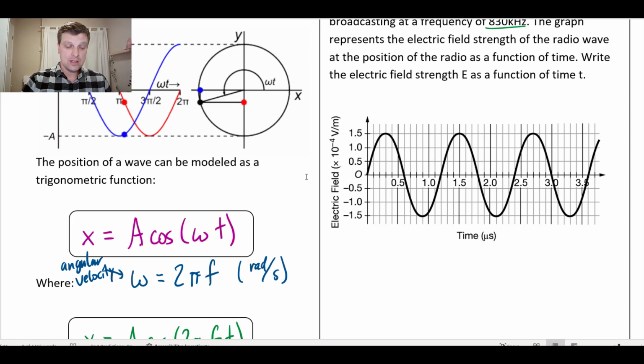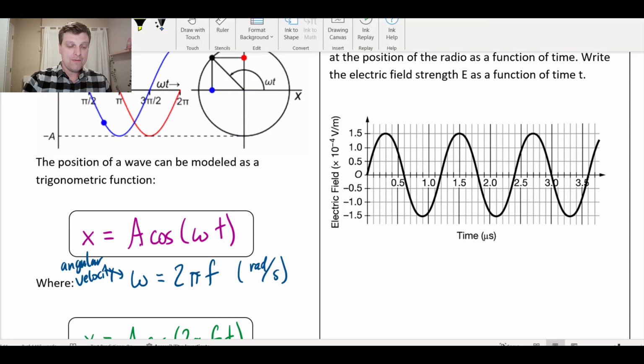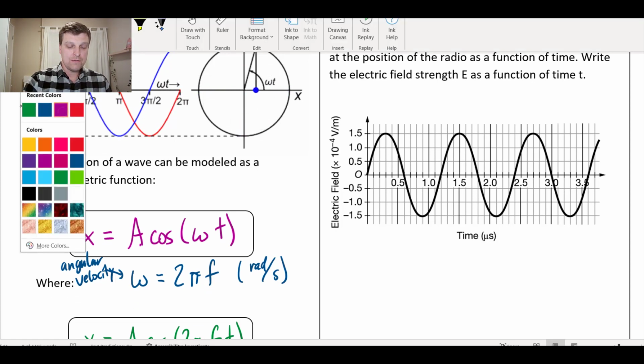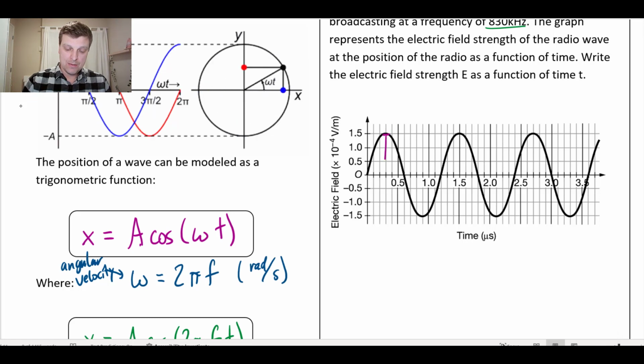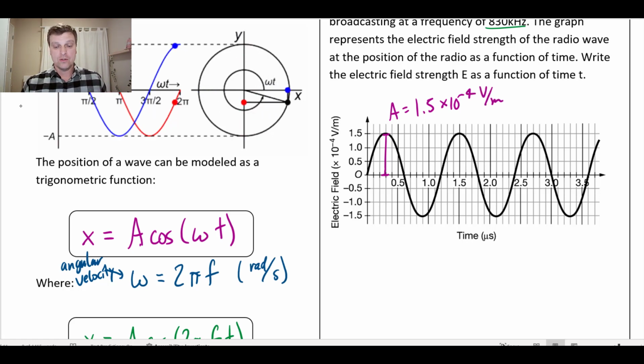We can take a look at this graph and notice that we're graphing the field strength as a function of time. So I could look and find my amplitude. I can see that my amplitude is 1.5. Just be careful of the units here, times 10 to the negative 4, and the units seem to be volts per meter, which makes sense because we're talking about an electric field strength.